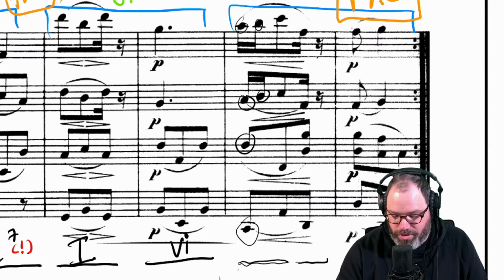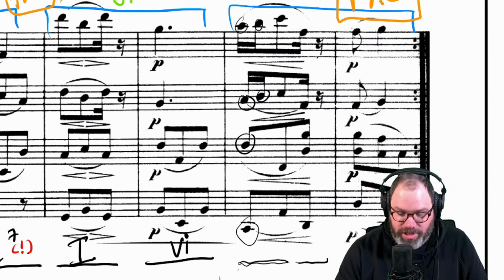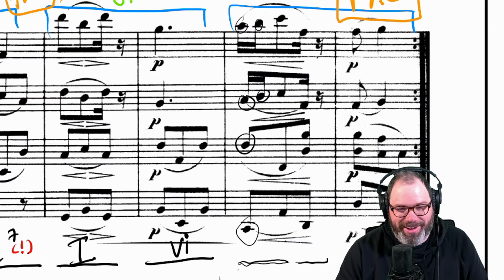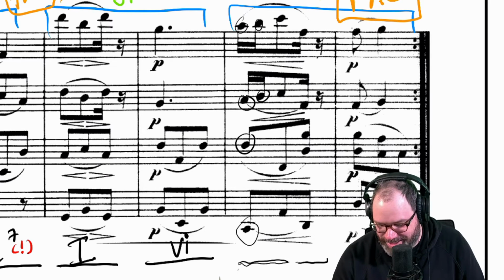The B is the non-chord tone. It's pretty clearly a passing tone, right, between the A and the C on the next beat. So it's A, C, E with C in the bass. What is that? 6/4? 2, 6. There you go. Yeah, 2, 6.